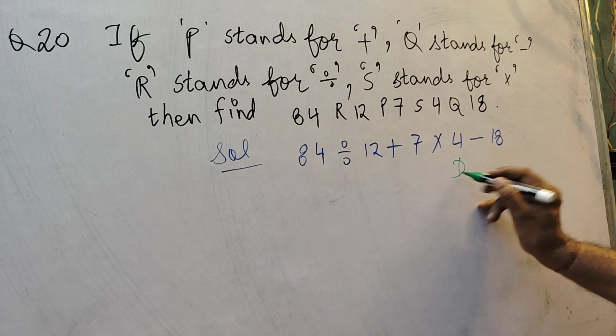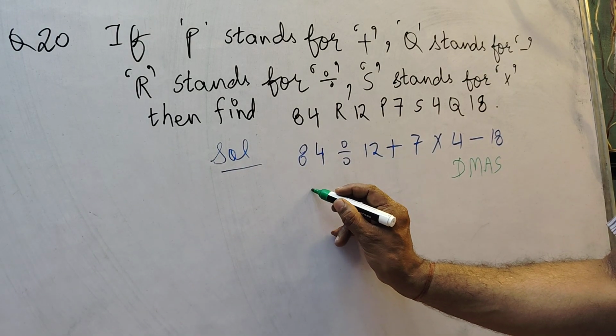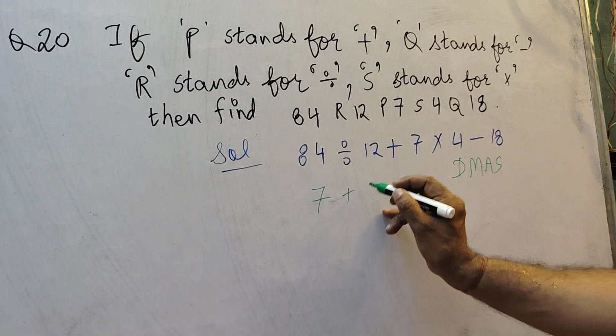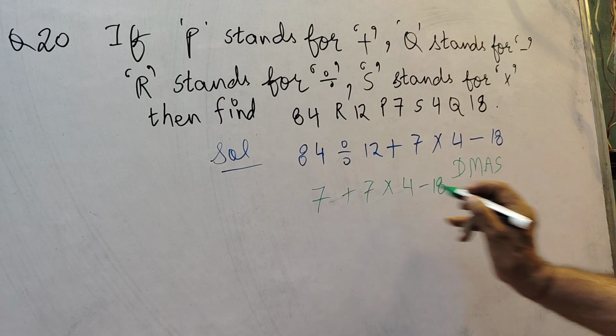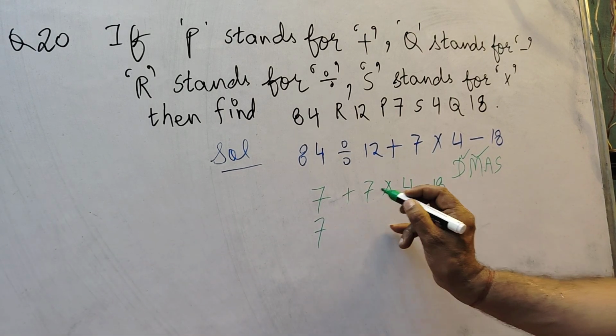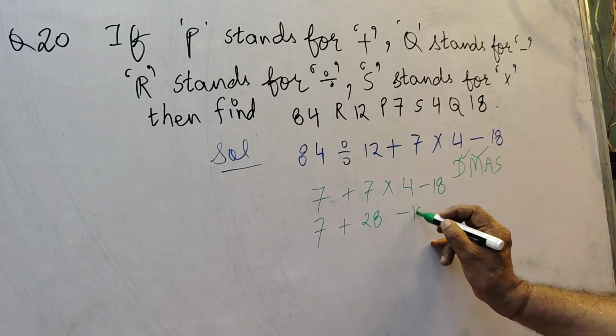now according to DMAS we use divide first. 84 divided by 12 is 7. Then the remaining signs we write as they are. In the next step we multiply. After multiplying, we see 7 times 4 is there, so 7 times 4 is 28.